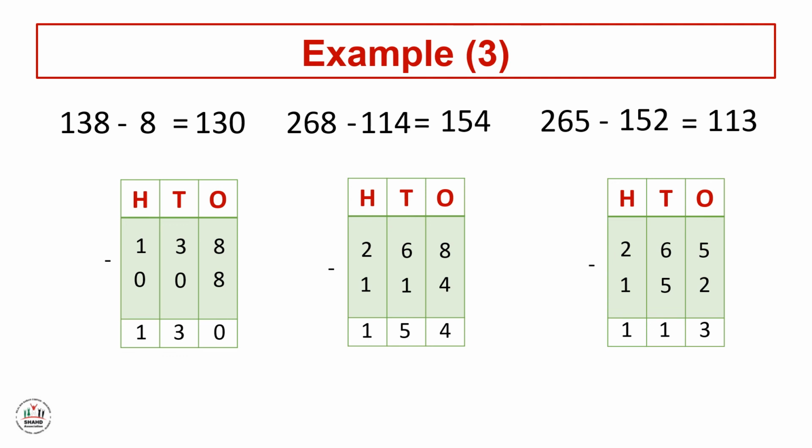So when we want to subtract two numbers, we write the subtraction in vertical form, then subtract ones from ones, then subtract tens from tens, and subtract hundreds from hundreds, and then the final result.